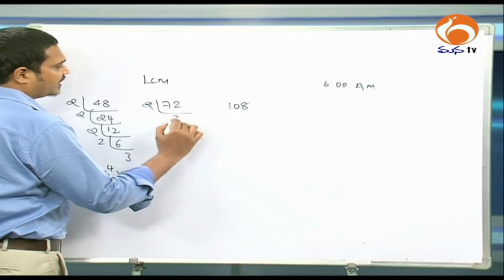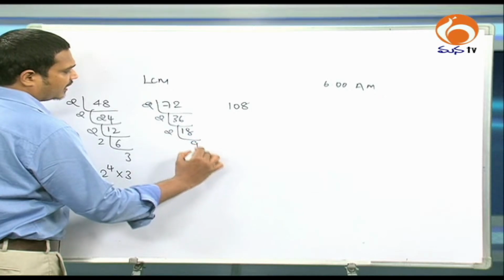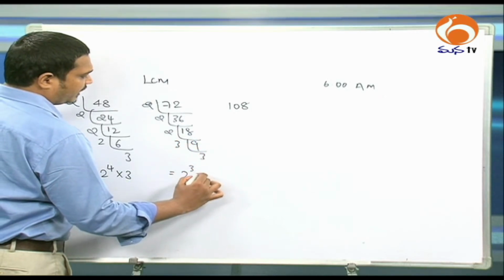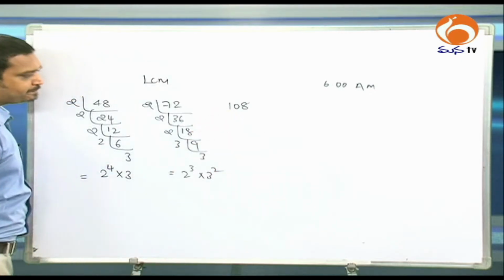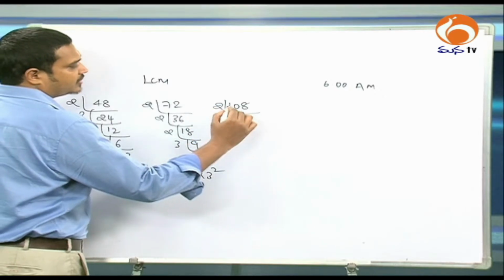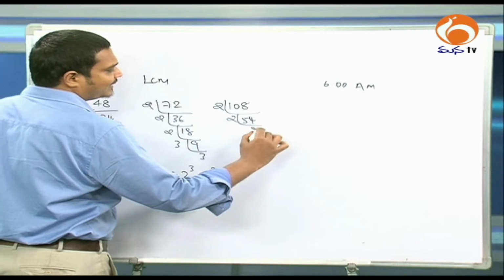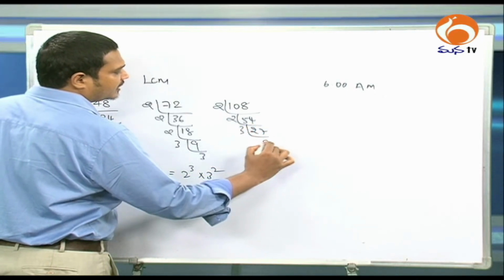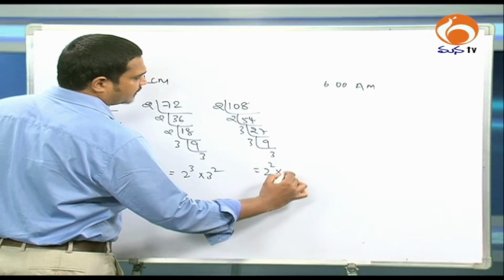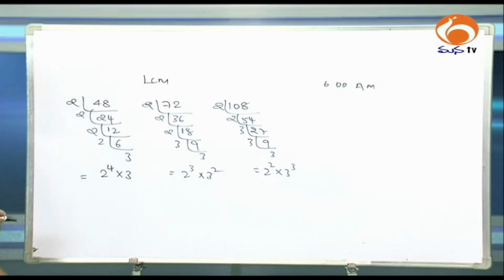It's 2, 36, 2, 18, 2, 9, 3, 3. Which can be written as 2 power 3 into 3 power 2. Now let's talk about 108. So this is 2, 54, and then 2, 27, and then 3, 9, 3, 3. Which is 2 power 2 into 3 power 3. So these are the factors.